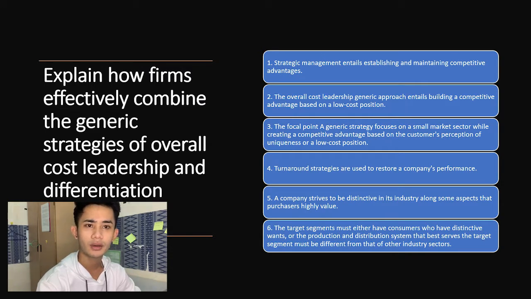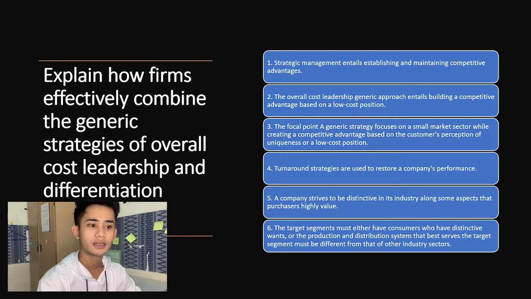The focus generic strategy concentrates on a small market sector while creating a competitive advantage based on the customer's perception of uniqueness or a low cost position. The turnaround strategies are used to restore a company's performance and return it to growth and profitability. They are utilized by businesses in the declining stage of an industry life cycle.